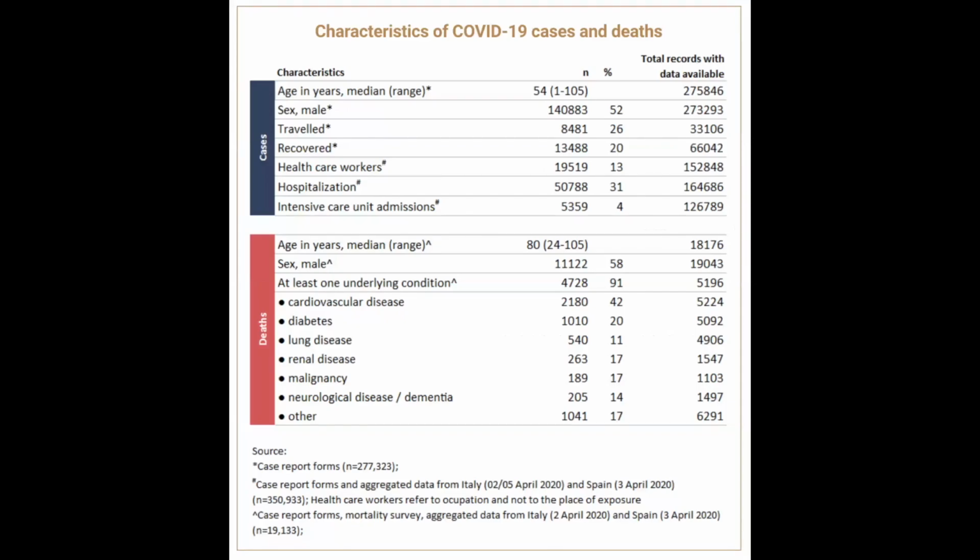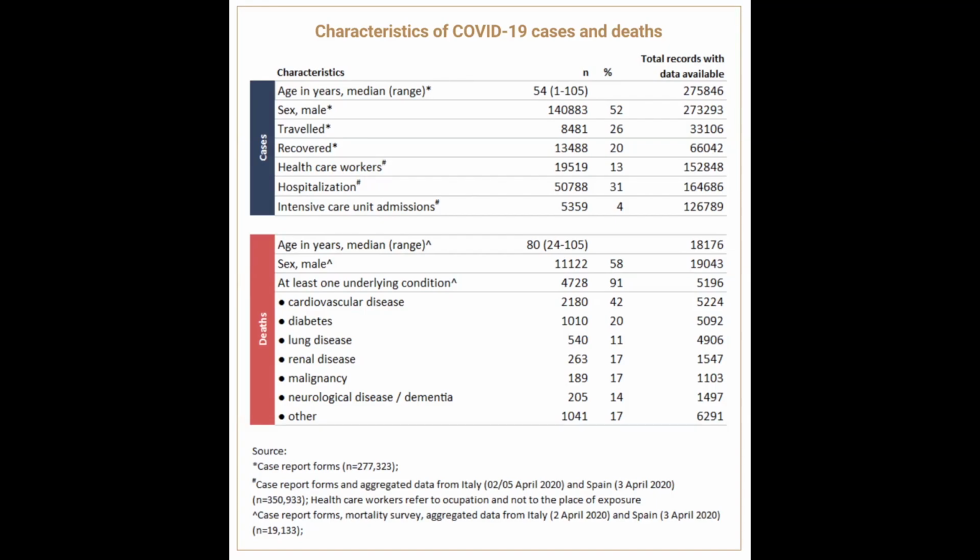And if you look at the characteristics of people that have been infected, at the low bottom on the red were deaths. You can see that the median age of death is 80 years old, with a span of 24 years to 105. And there is a slightly higher ratio for males, 58% in terms of deaths. And 91% of the people had at least one underlying condition. And that's one of the hallmarks of these infections. It takes advantage of any other comorbidity to really cause death.